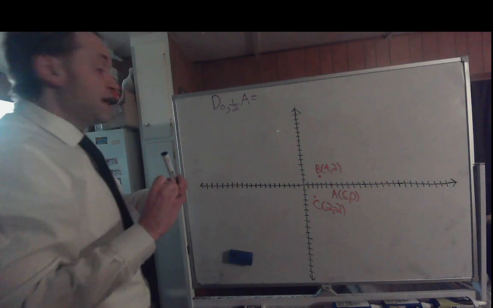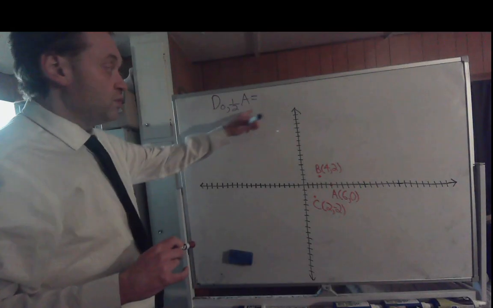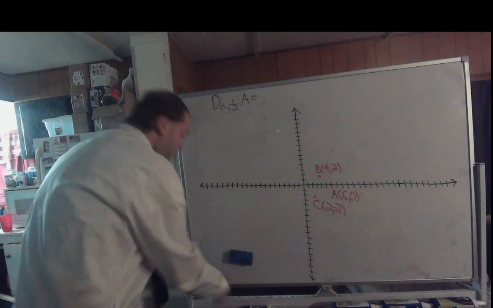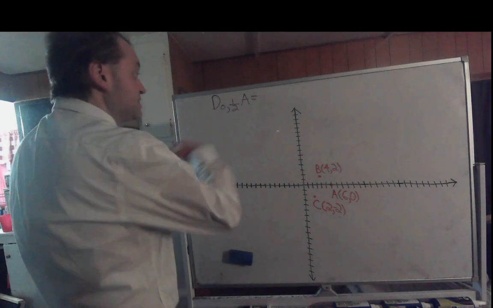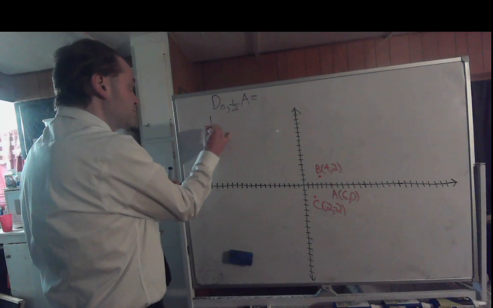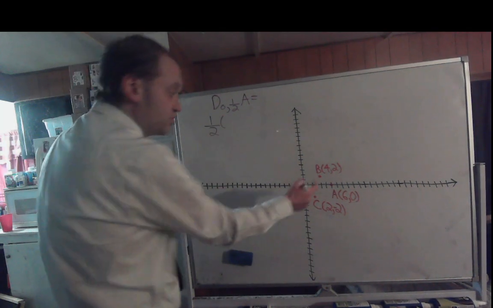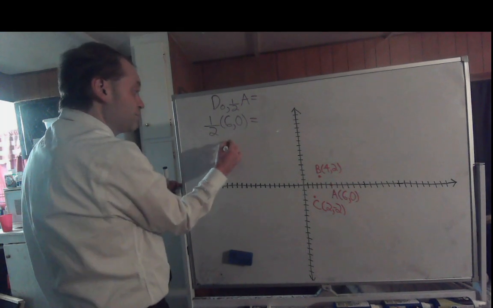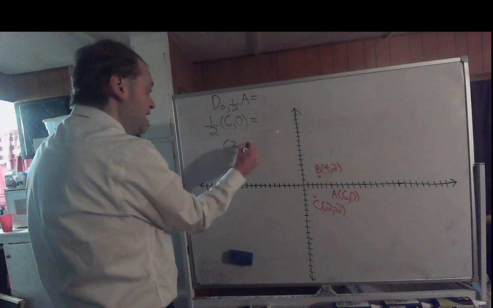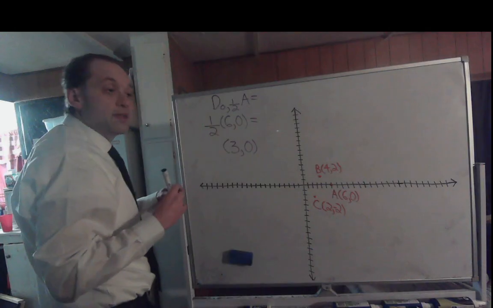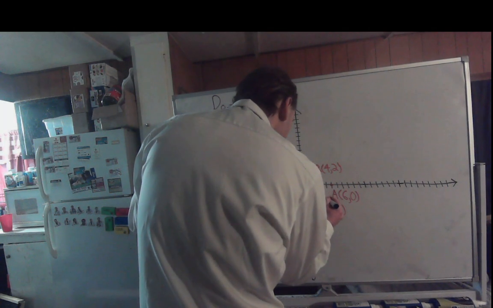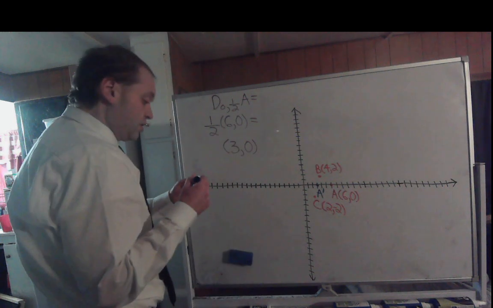So, to find our A prime, we need to dilate through the origin at point A by a scale factor of 1/2. So let's go ahead then, take that scale factor of 1/2, multiply by your coordinates of A, which would be 6, 0. Well, that would of course give you 3, 0. So your A prime would actually be located at 3, 0. So let's go ahead and plot that here. There's your A prime at 3, 0.